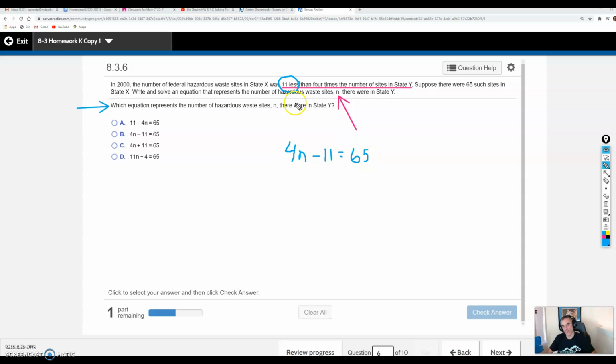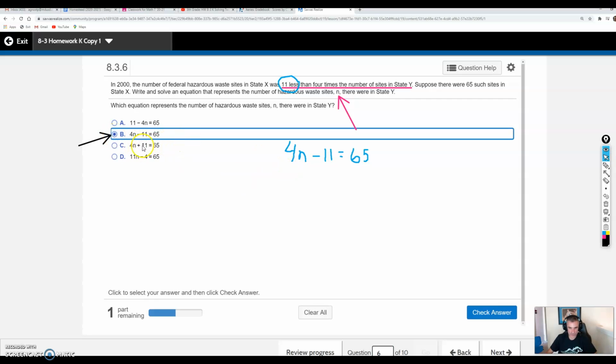So you can see how the way they worded this is really confusing. But if we look at just this one sentence here, it's a lot easier. All right. So now I go look at my choices. 11 minus 4n equals 65. No, 4n minus 11 equals 65. There it is. Right. 4 times the number of sites. We need 11 less than that. And all that together is going to equal 65, which is the number in state X. So B is going to be our choice.